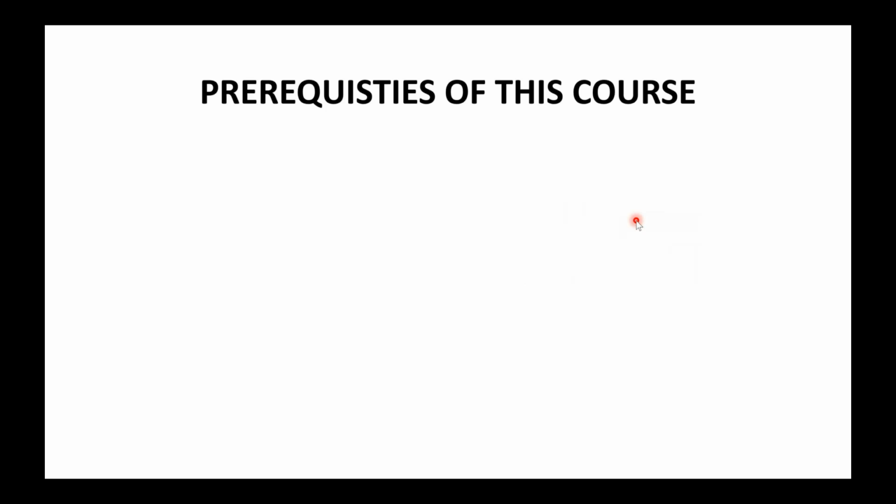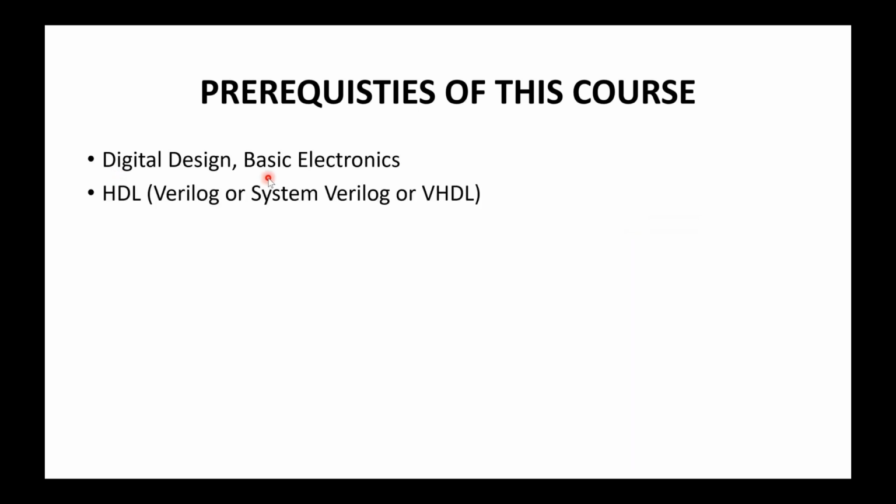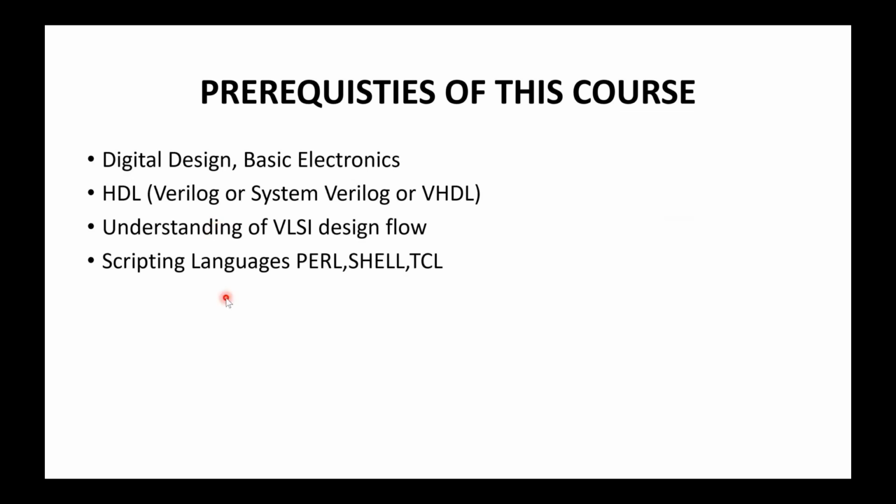So let's see the prerequisites of this course. You first need to have digital design basics, that is combinational logic and sequential logic. Then basic electronics, that is CMOS circuits. Then any one of the HDLs, like you can go with Verilog, a basic understanding of any one of the hardware description languages. And then understanding of the VLSI design flow, which is the ASIC flow, which I had told previously. Next is any one of the scripting languages, that is Perl, Shell or Python.